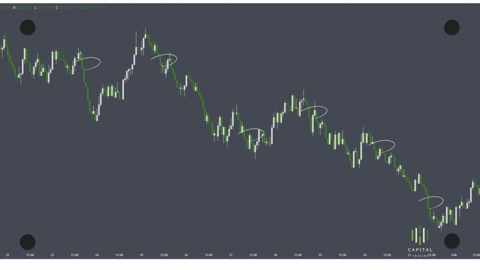Just go into your charts, try to identify these price events or patterns, and see how you can utilize them in your trading journey.